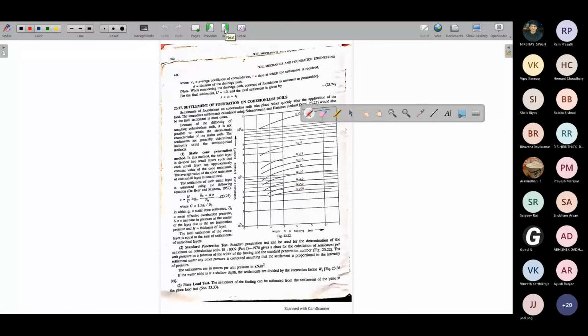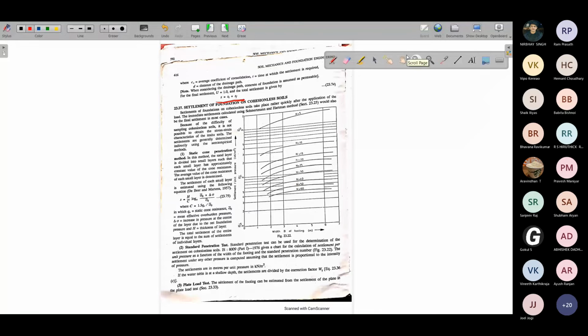And finally we are finding this whole thing. Next, settlement of foundation on cohesionless soil with the help of graphs or N values. Here, if you look at again, now let us look at this one.